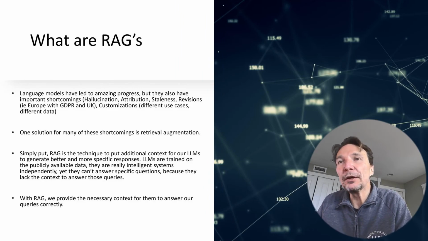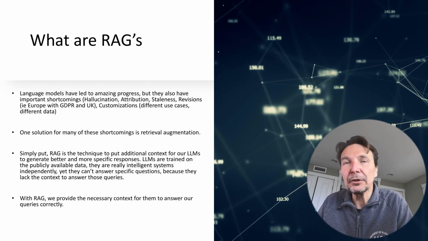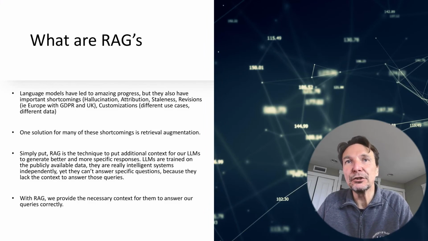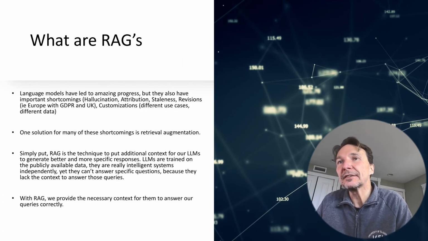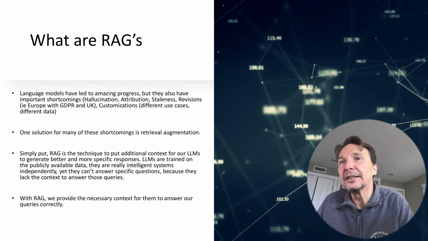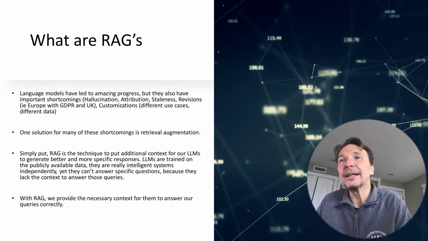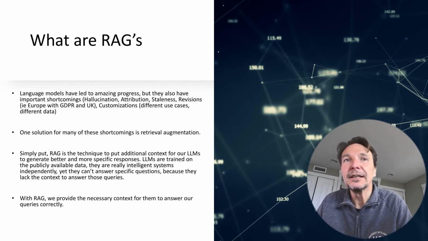And so, one of the solutions that people are coming up with to address these shortcomings is retrieval augmentation. So, simply put, RAG is the technique to put additional context into these large language models to get better responses. So, instead of just asking a query, you submit the query and some additional data to a large language model, and you'll get a better answer. And so that's the whole idea behind this.